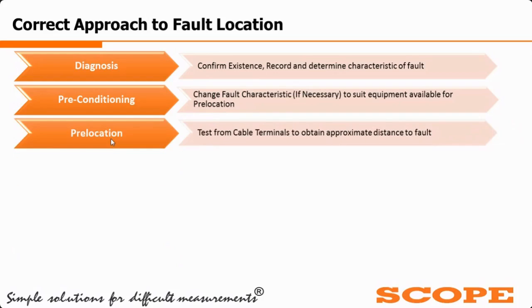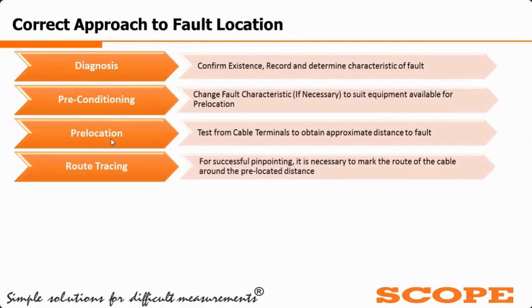The next step is pre-location. Pre-location is nothing but determining the approximate fault location from either end of the cable, which we call the test end. From the test end we calculate the approximate fault distance by using different methods. I will explain in a later slide what the different pre-location methods the scope is offering.